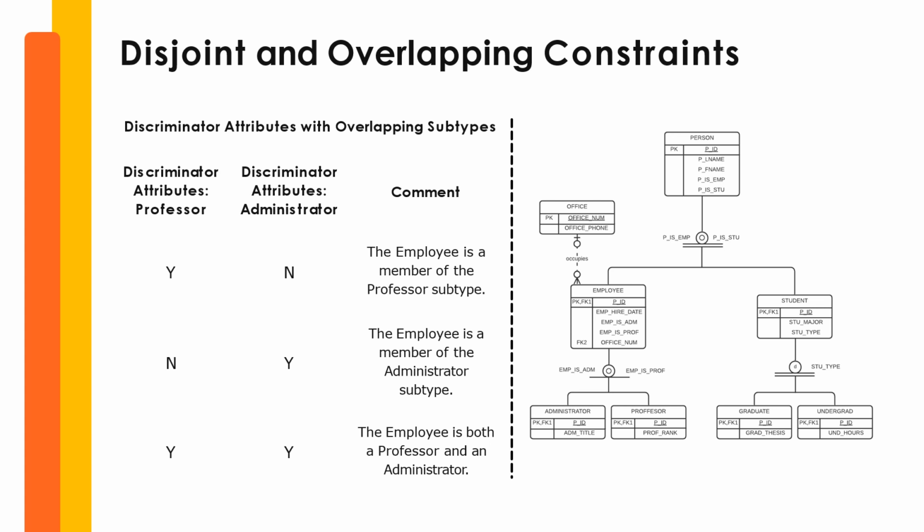Here we have an example of possible scenarios that we may have. For the professor and administrator, if the value of M is prof is Y and the value of M is ADM is N, it means that the employee is a member of the professor subtype, but not necessarily an administrator. If the M is prof is N, whereas the M is admin is Y, it means that the employee is a member of the administrator subtype, but they are not a professor. If they are both Y, M is prof is Y, and M is ADM is Y, then they are both an employee that is a professor and an administrator. And that's what we mean by overlapping. So we can have either disjoint or they can also overlap. They are both professor and administrator.